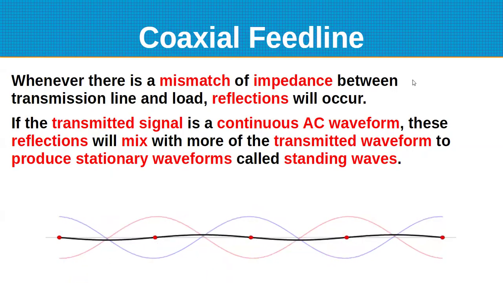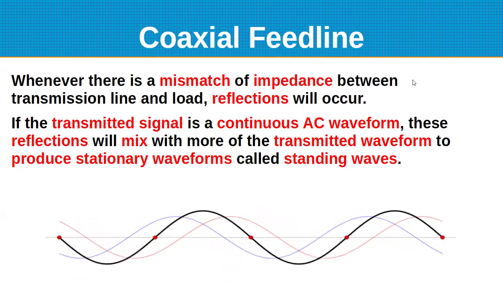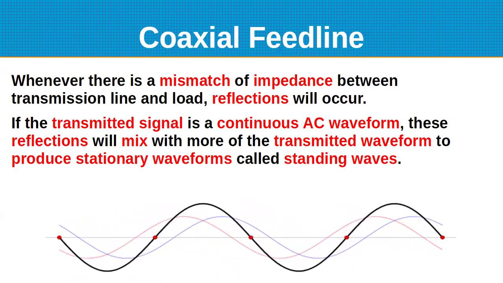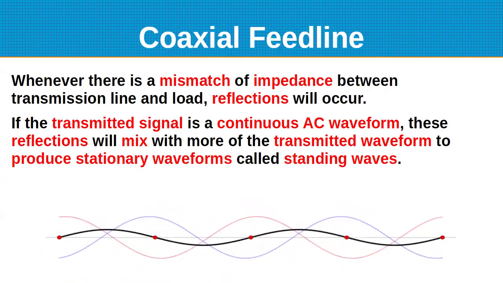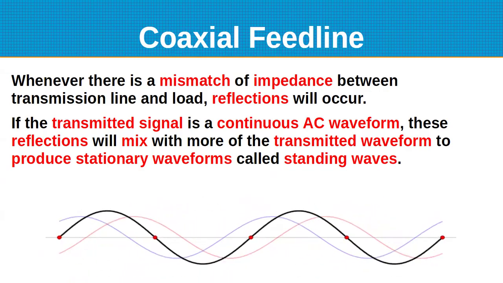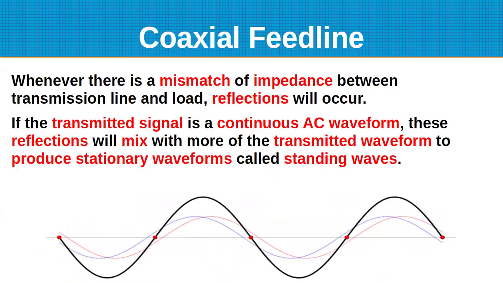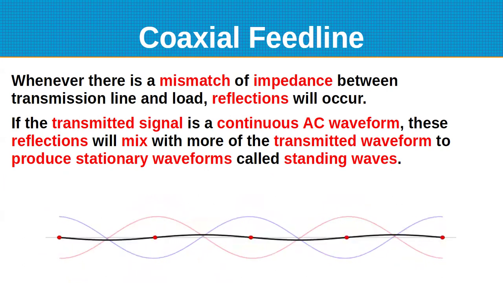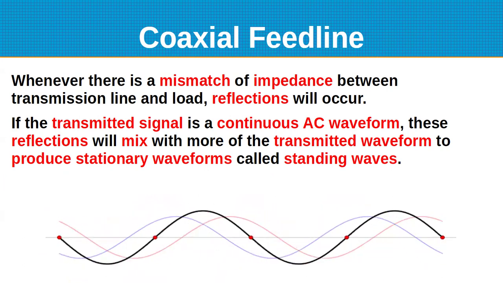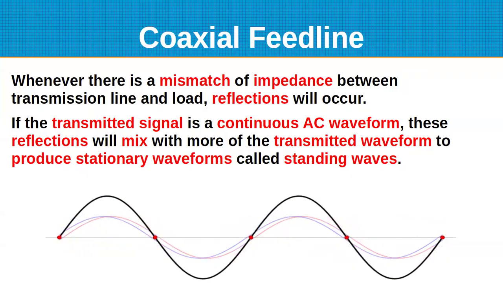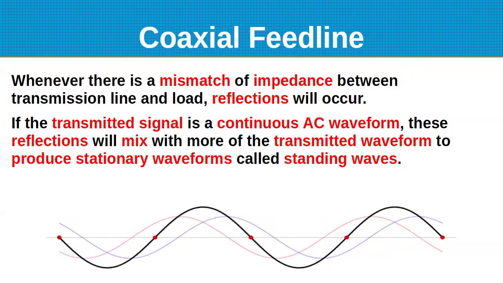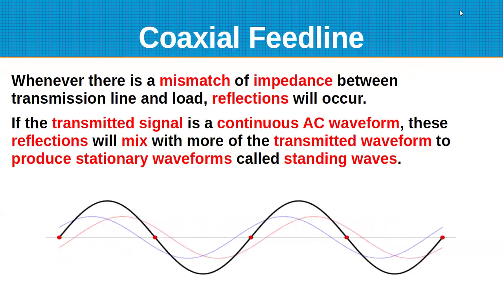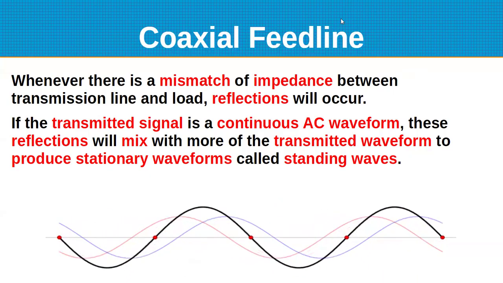When we talk about using feed lines to an antenna, there's a phenomenon called a mismatch, where I might have a 50 ohm coaxial cable connected to a half-wave dipole, which is 72 ohms. So the impedances don't match. What happens is you get what's called a standing wave ratio, or a voltage standing wave ratio.